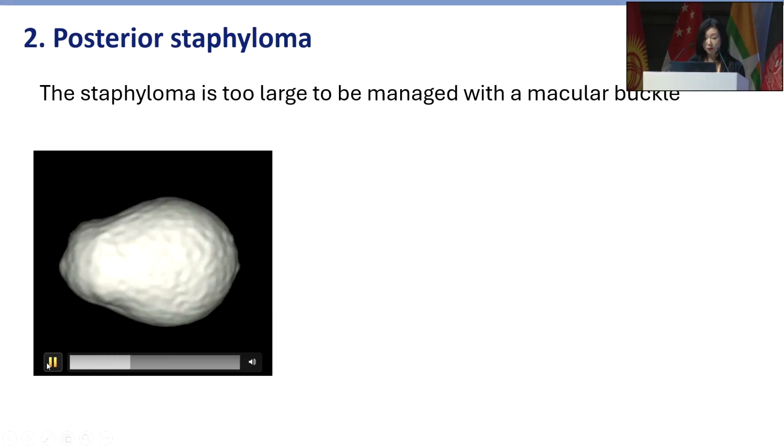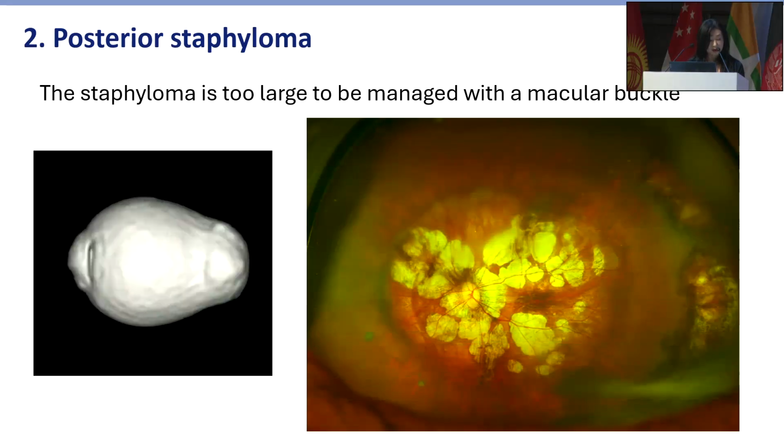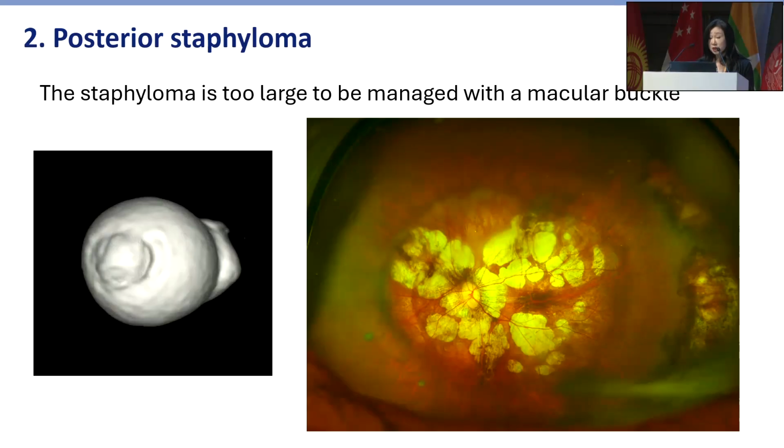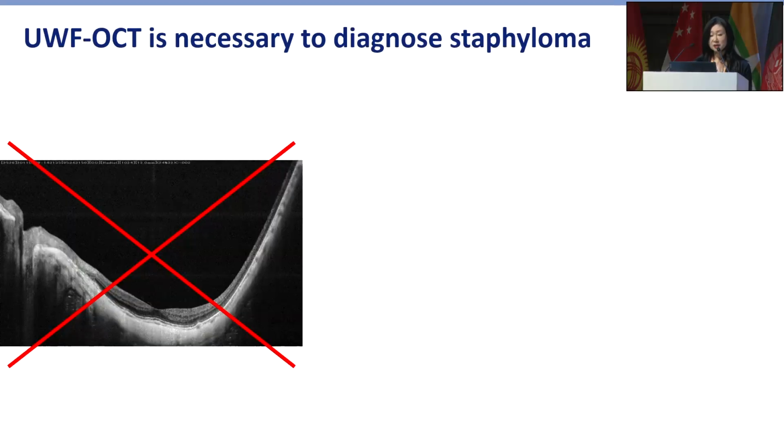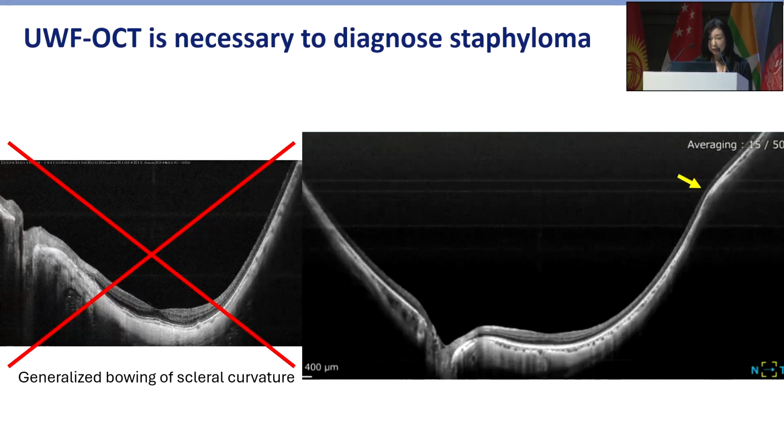Staphyloma often encompasses a wide area of the fundus. So the macular buckle does not treat the entire staphyloma, but rather creates a small elevation within the staphyloma. Sometimes a generalized bowing of the scleral curvature is mistaken for a staphyloma. A staphyloma is characterized by an outpouching of a limited area with distinct edges. So wide-field OCT is essential for accurately identifying these edges, and 6 mm scans do not show staphylomas.